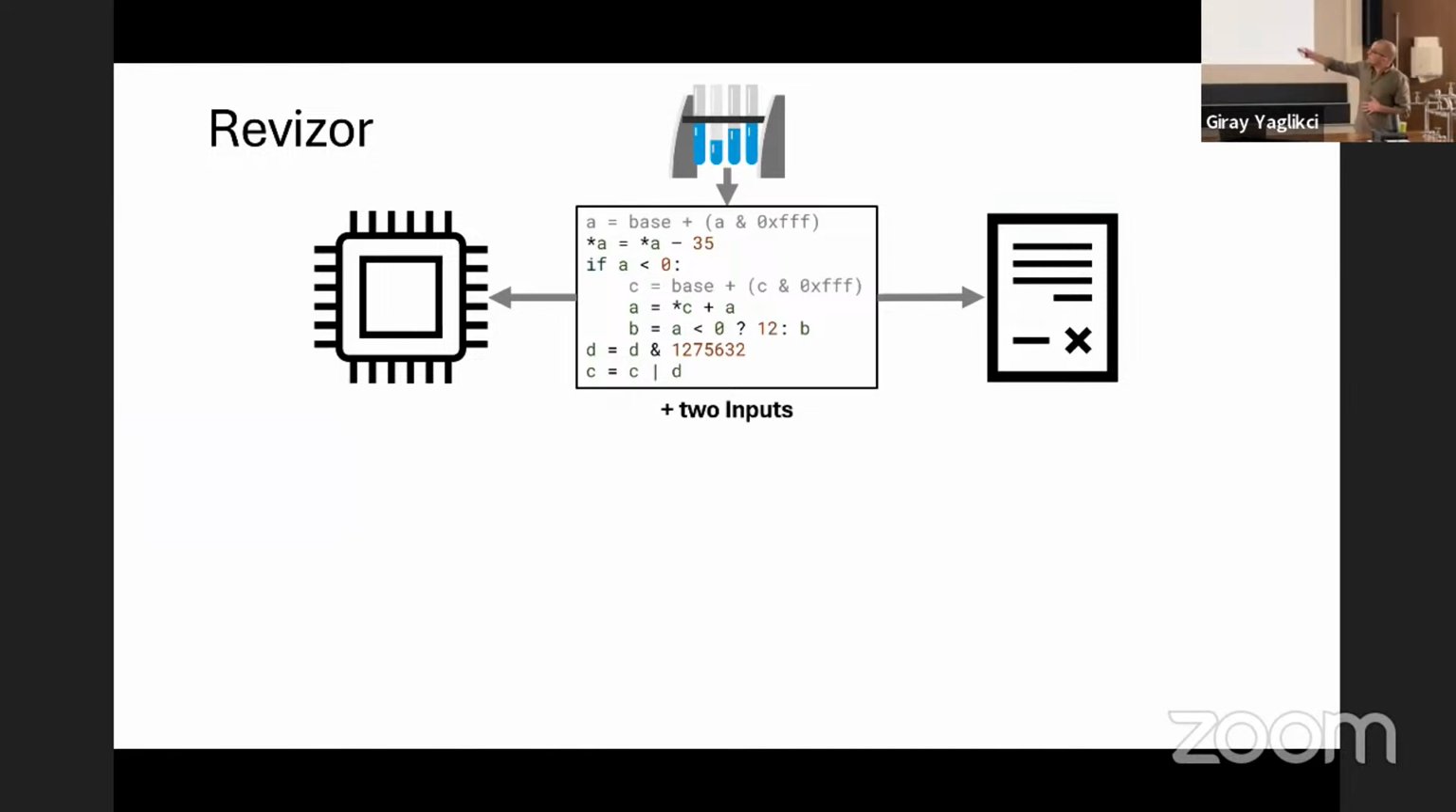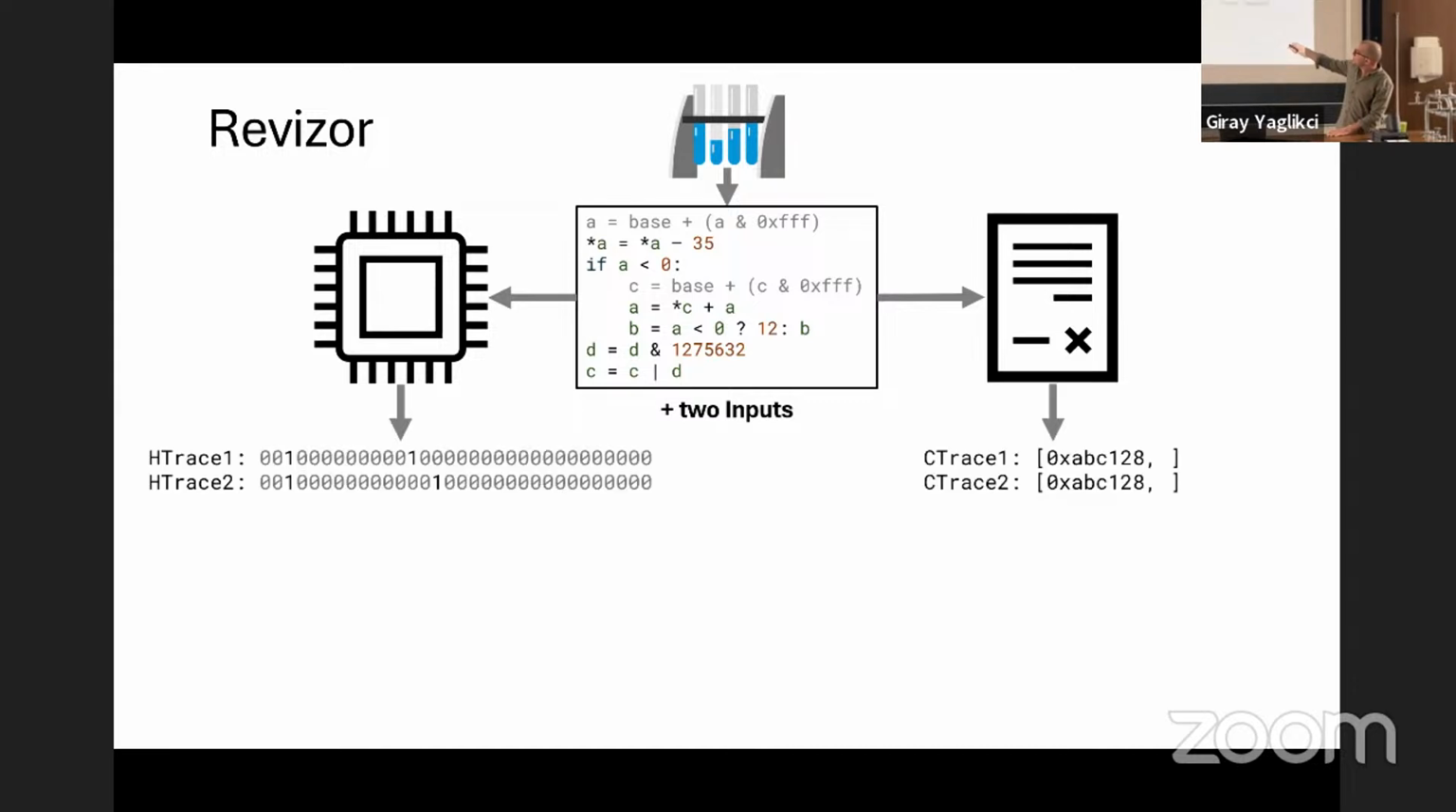So for example, here's a test case, like a small snippet that Revizor has generated. There are two memory accesses here. First, the memory accesses are sandboxed, so they all map to one memory page, and we don't crash. Two inputs. So here we have a contract trace. We execute that. In none of the inputs do we go into this branch, so we only record one memory access here.